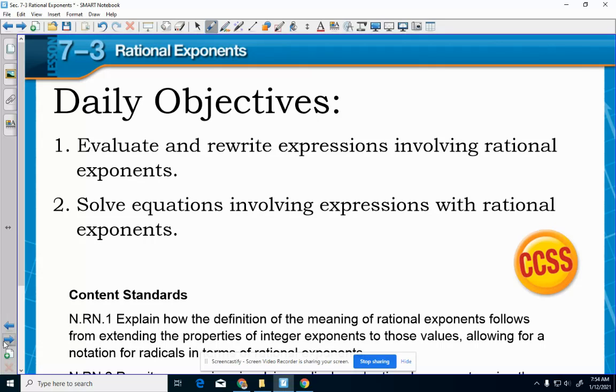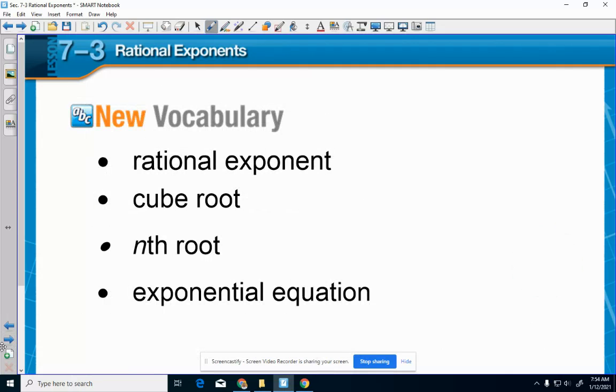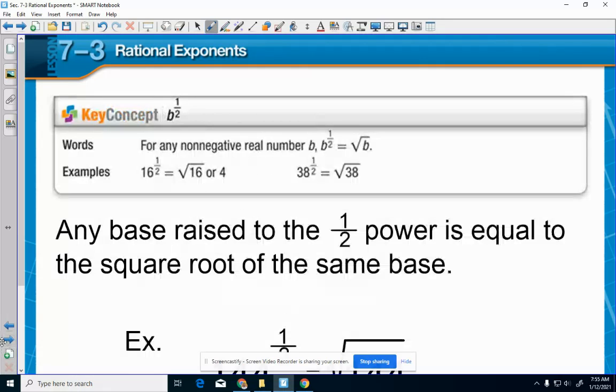So our two goals for today: to be able to evaluate or rewrite an expression using a rational exponent. Remember that's a fractional exponent. And then the last thing we're getting into is, can I solve an equation with a rational exponent? So we will get into these ideas here today.